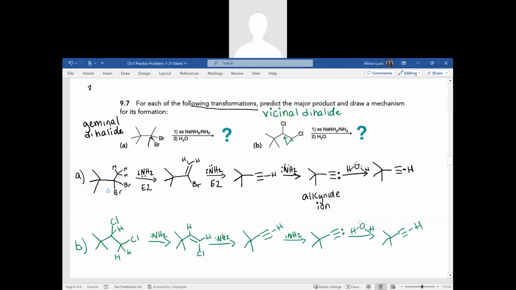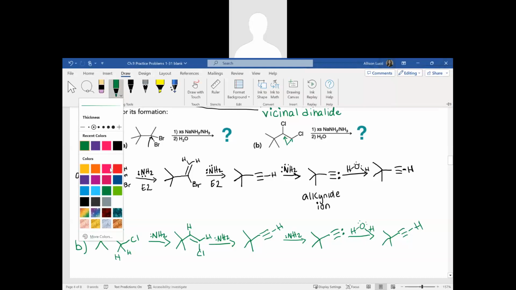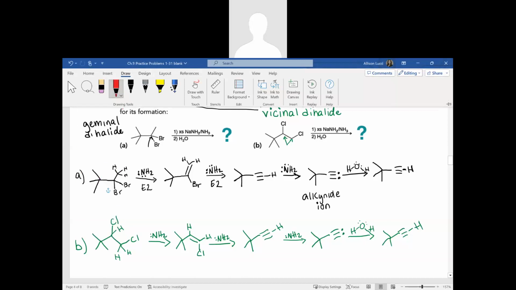So what we see in this first pathway, we have our geminal dihalide, but the product will actually be the same. We'll see at the end here. So let's take a look and see if we can draw the mechanism.